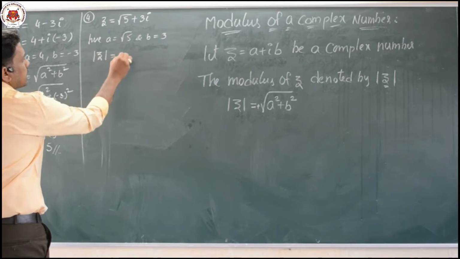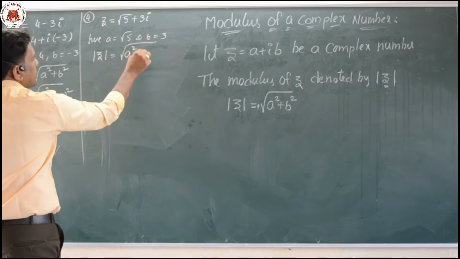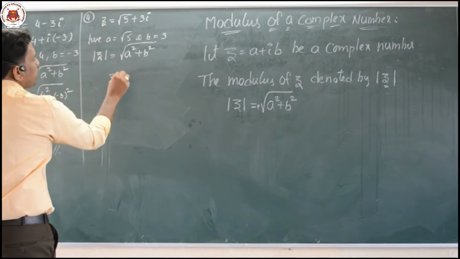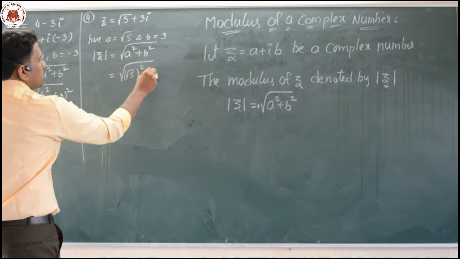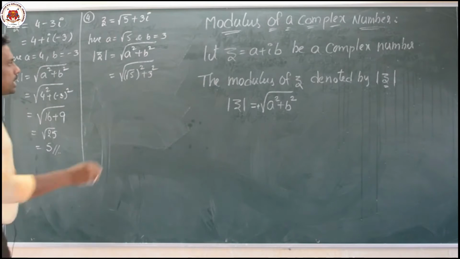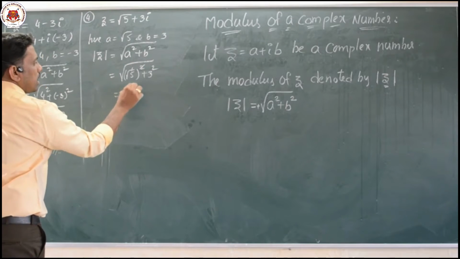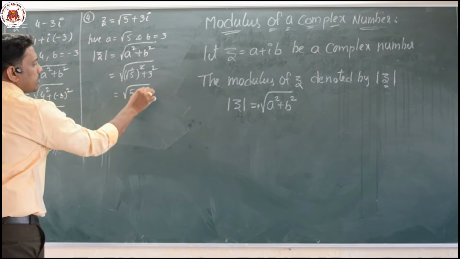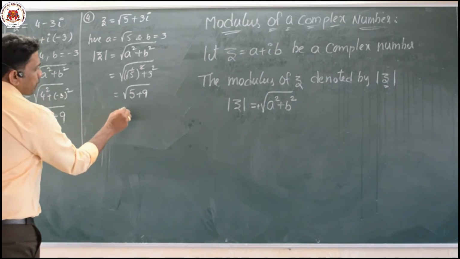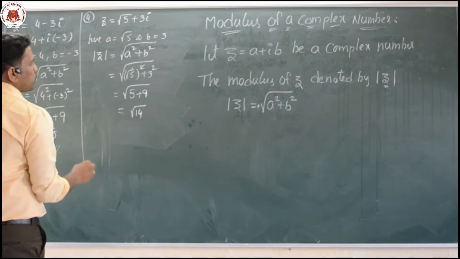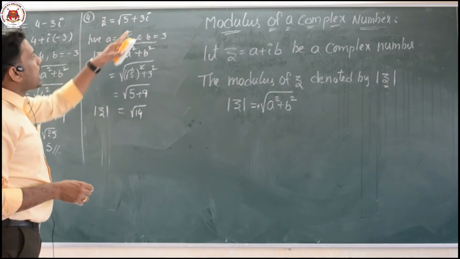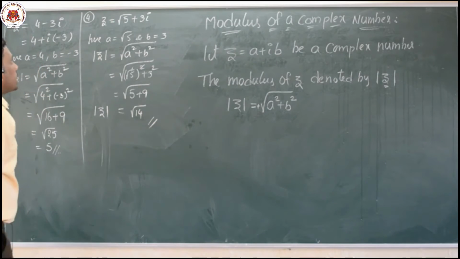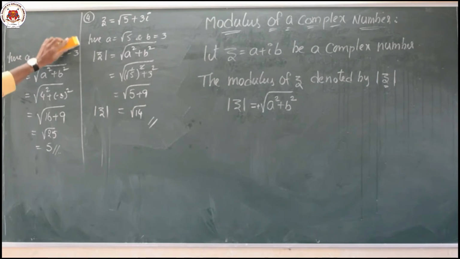So the modulus of z equal to the formula root of a square plus b square. If you put in this formula, a square means root 5 whole square, b square means 3 square. Here square and root cancel, then the answer is 5 plus 3 square value is 9. Root of 5 plus 9 is nothing but 14. So the modulus of this complex number root 5 plus 3i is root 14. This is another example. Then we will go to the last example, which you have in our textbook.